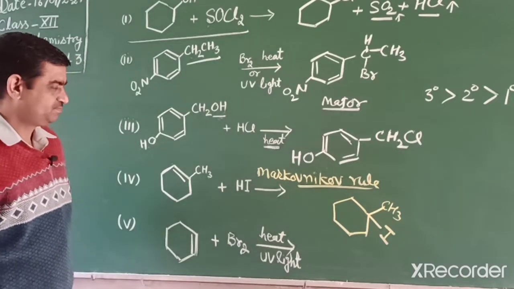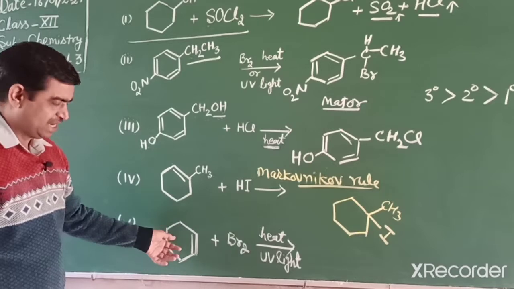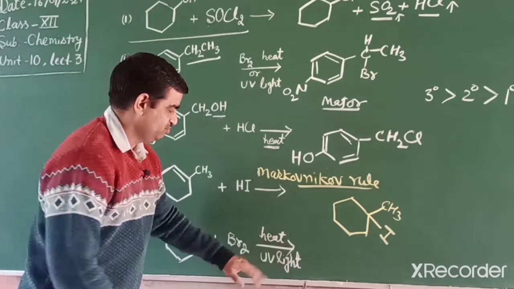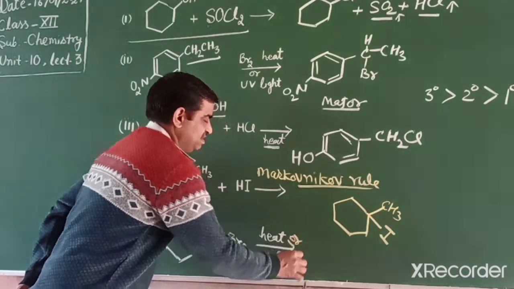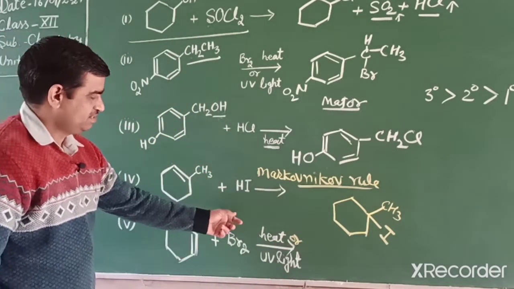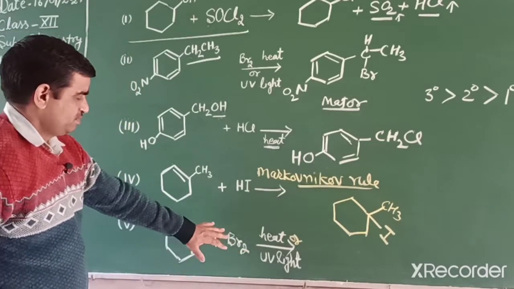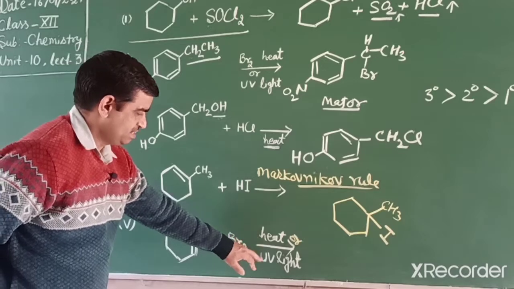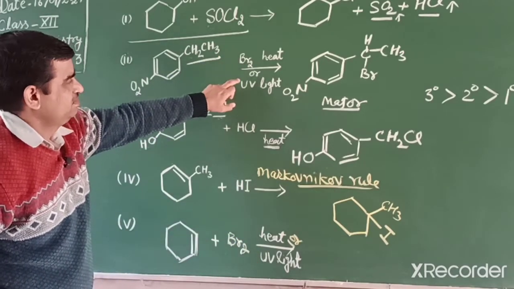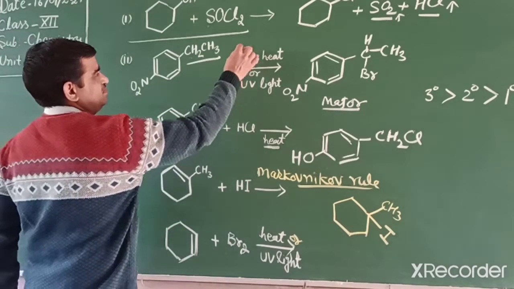Next reaction. In the next reaction, we have cyclohexene and bromine with heat or UV light. Again the same condition is given. So students, bromine with heat and ultraviolet light, this same condition we already saw in the earlier reaction. So this is a free radical halogenation reaction.